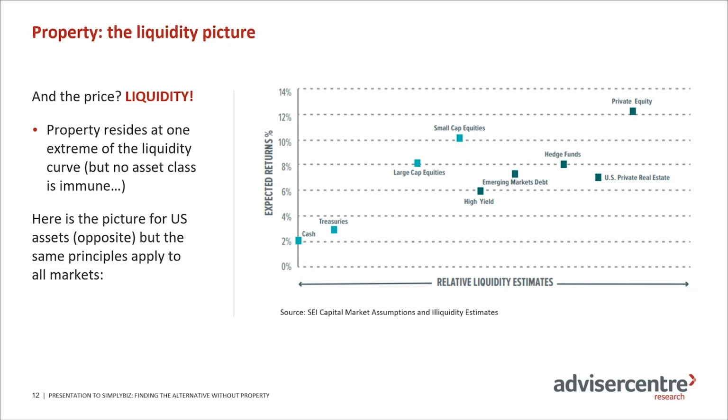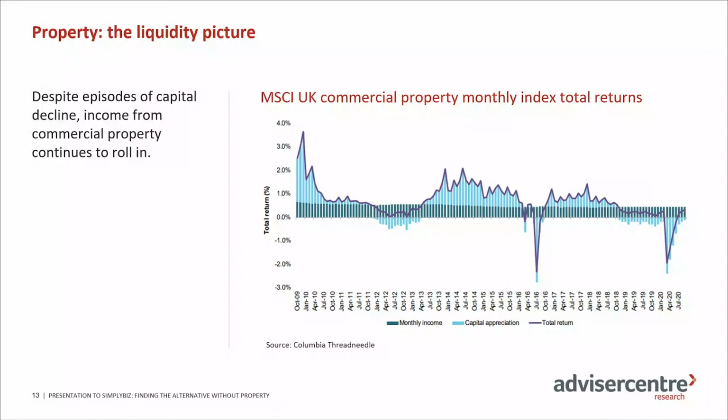US private real estate, by the way, is the US proxy for UK commercial property, which is direct property. And as you can see, it is highly illiquid relative to others, with an expected return equivalent to large cap equities, emerging market debt, hedge funds, and high yield. But liquidity is the price you pay for accessing this vehicle, as we've obviously all discovered. So that's the downside for commercial property.